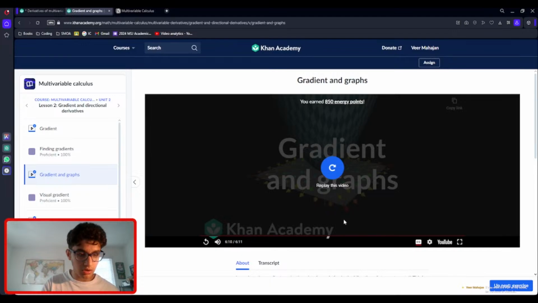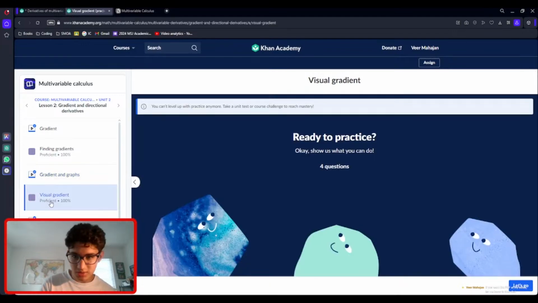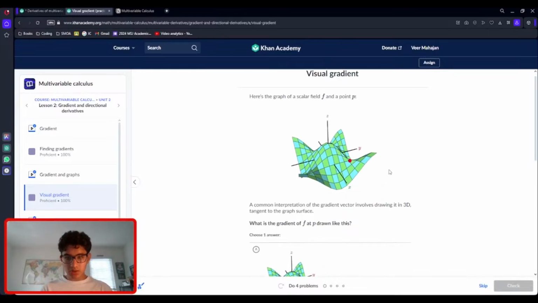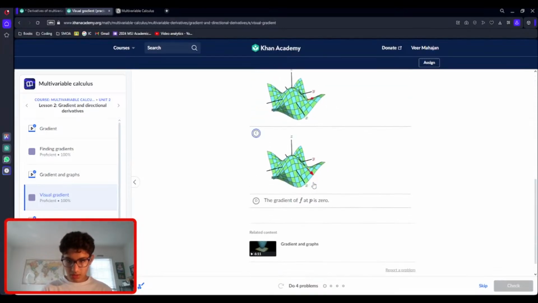Okay, let's do this exercise. I was doing this a few days ago as well. Let's try it. So what's the gradient drawn like this? This is again the steepest ascent, right? So you have to go up, which means it'll be in this direction.